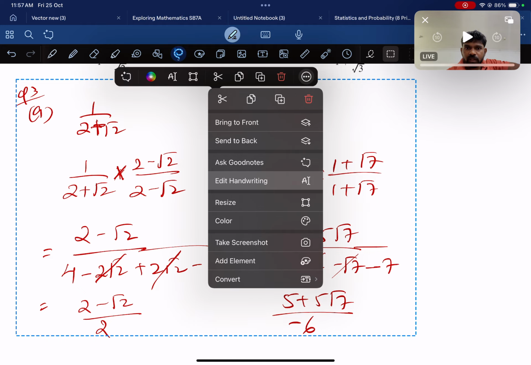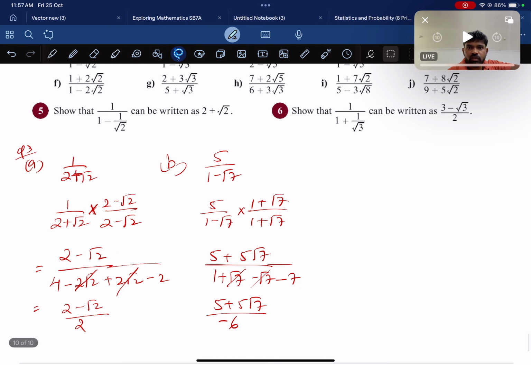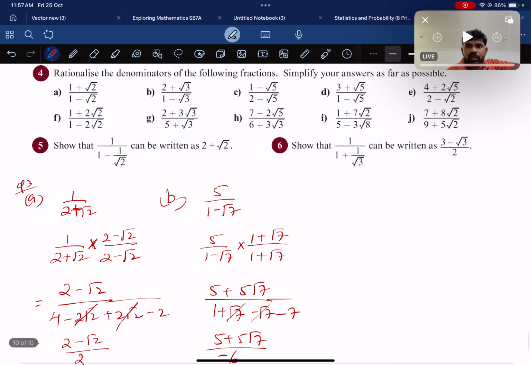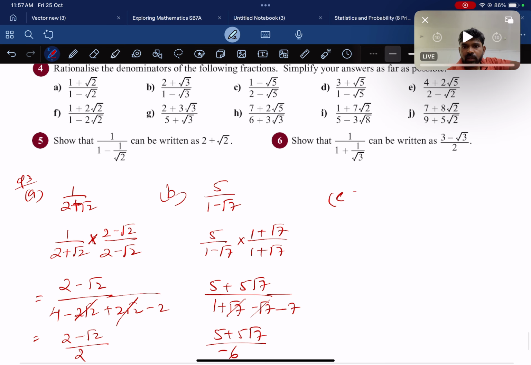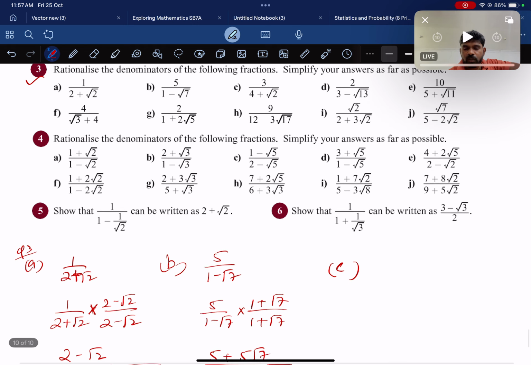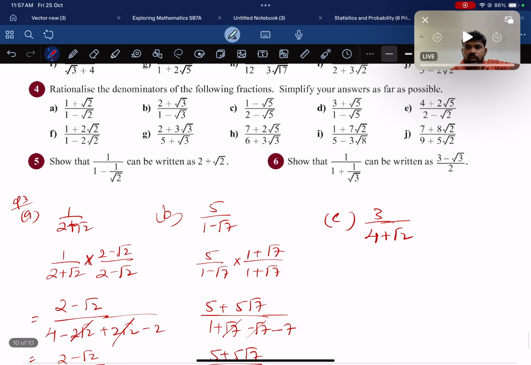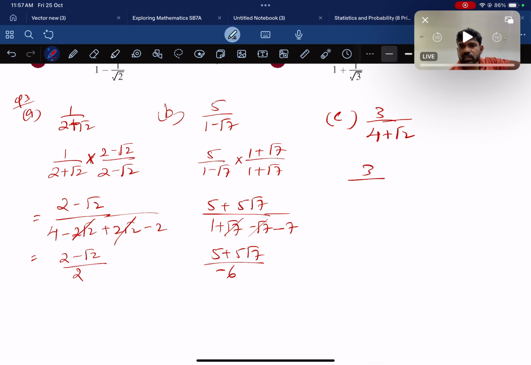So let me resize this one a little bit smaller to get more space for part C. Okay, so for part C, this is the one, 3 by 4 plus root 2. So we are going to rationalize this one. 4 plus root 2 times 4 minus root 2 divided by 4 minus root 2.